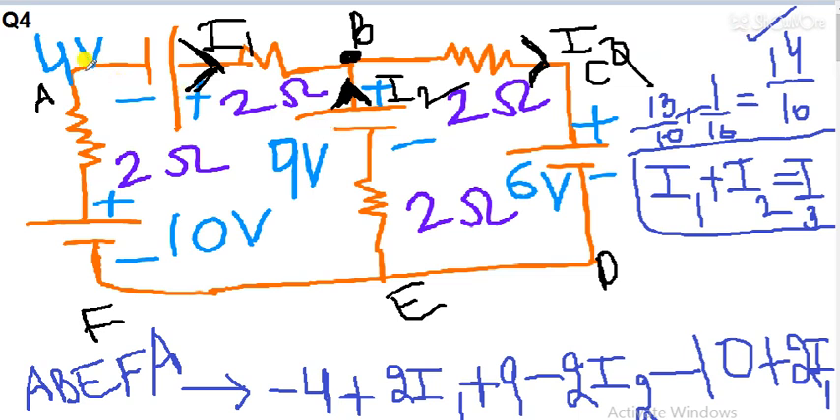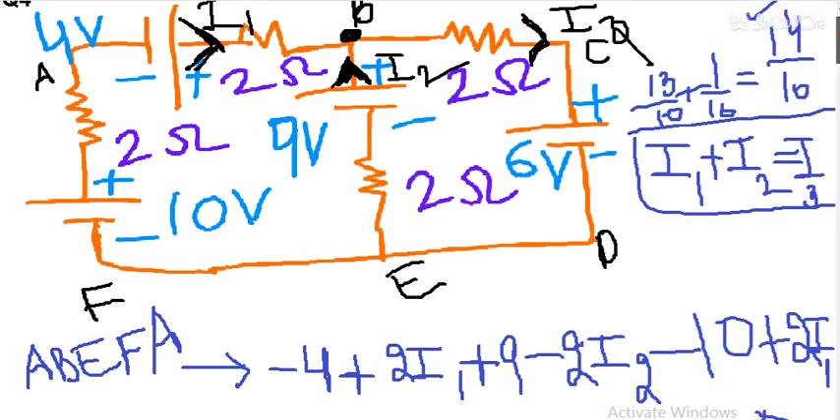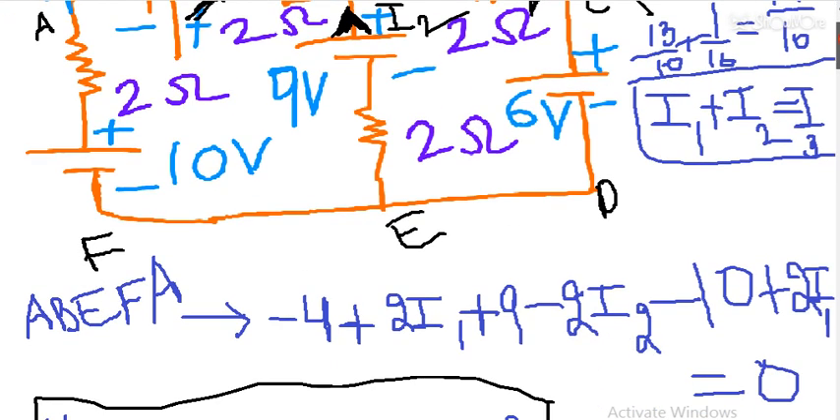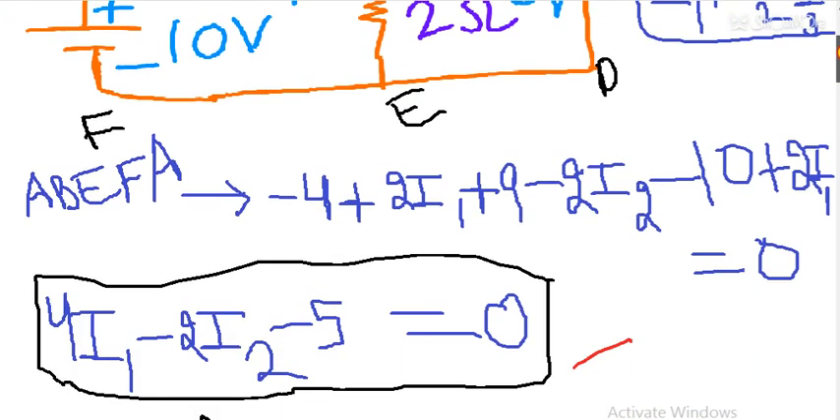Firstly we have to take the closed path A, B, E, F, A, and in this path minus 4 was there, plus 2I1, plus 9, minus 2I2. We are moving opposite to the direction of current I2, so minus 10, battery negative deposit, plus 2I1. The first equation was right. On solving it I get 4I1 minus 2I2 minus 5, 10 and 4, 14, minus 14. So this equation was right.